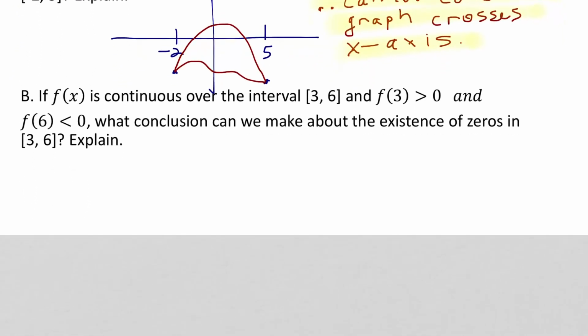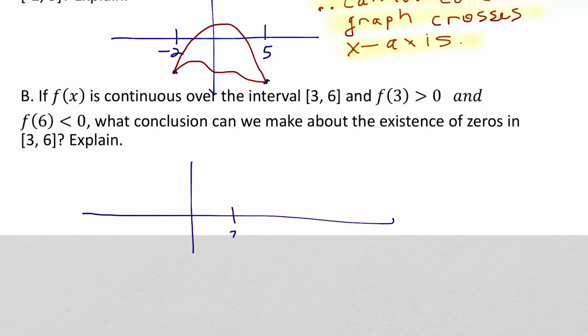It says if f of x is continuous over the interval 3 to 6, and f of 3 is greater than 0, which means f of 3 is a positive y value, and f of 6 is less than 0, which means f of 6 is a negative y value, what conclusion can we make about the existence of zeros in the interval 3 to 6? So let's do a visual.